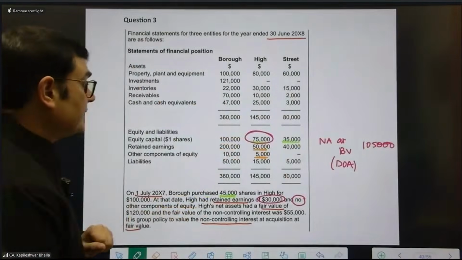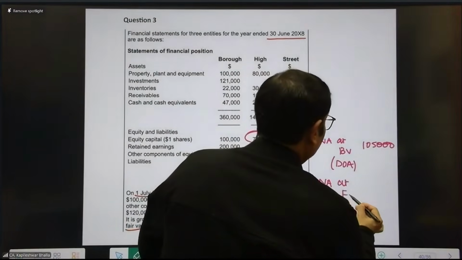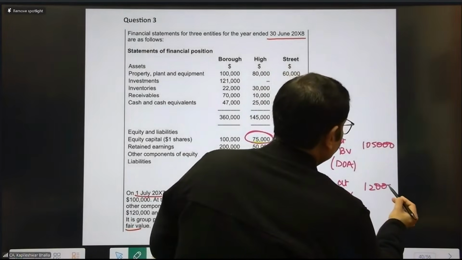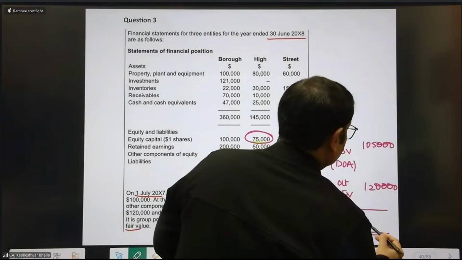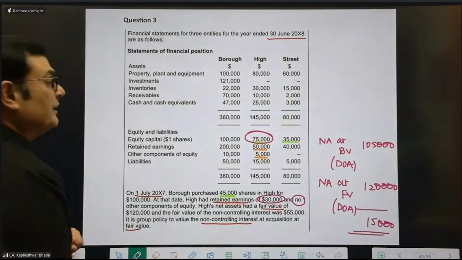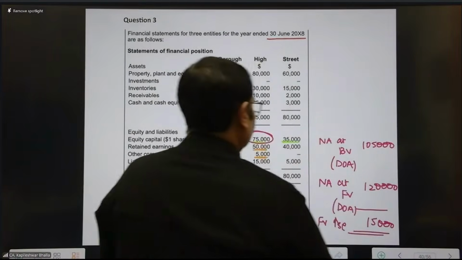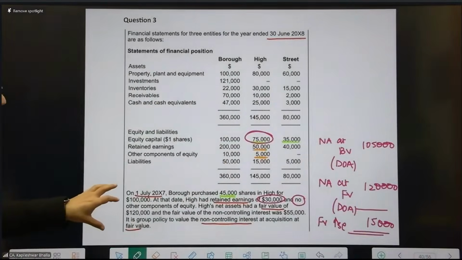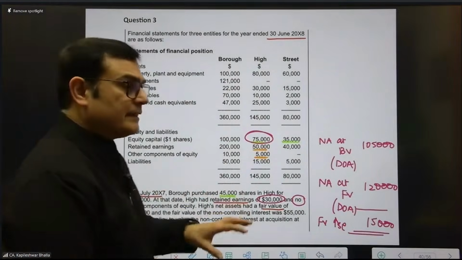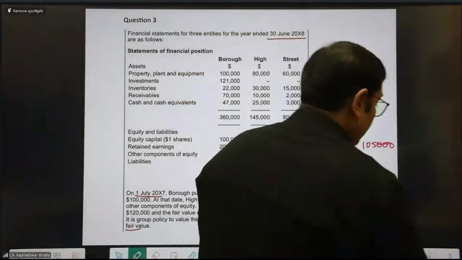And it says the net assets had a fair value. The net assets at fair value on the date of acquisition is supposed to be 1,20,000. So we can conveniently say that there is a 15,000 fair value increase. So once we compare the net assets at book value versus the net assets at fair value, we will be able to get the fair value adjustments. Let's read further.